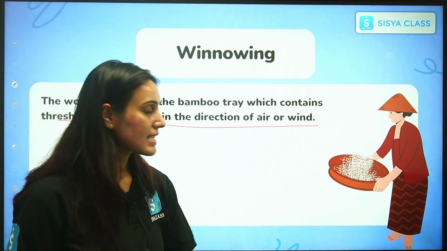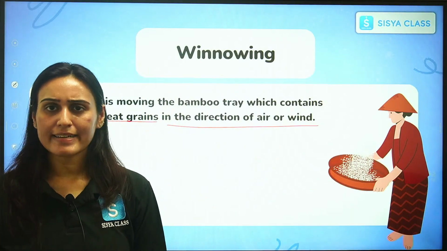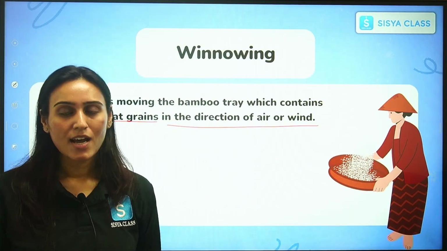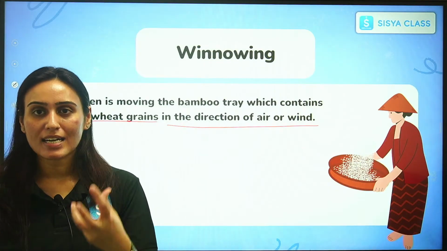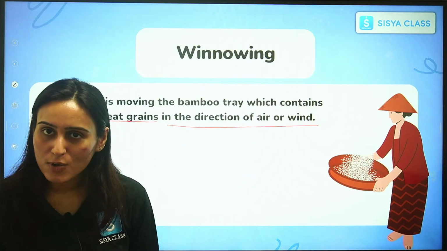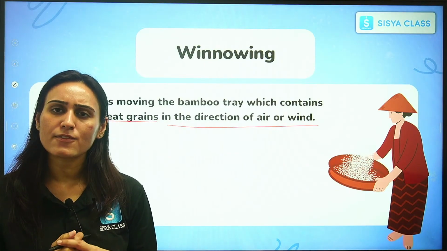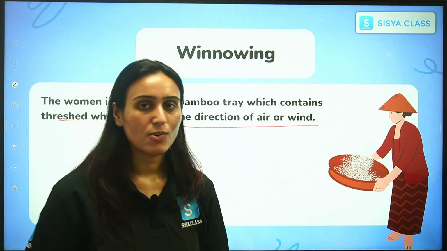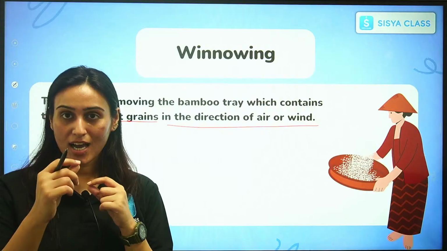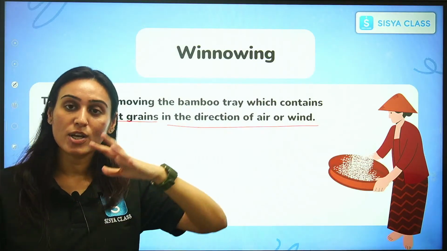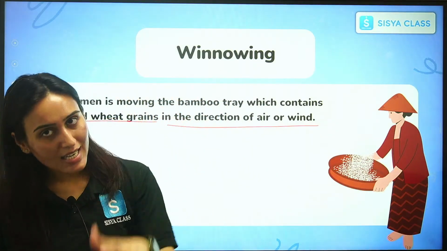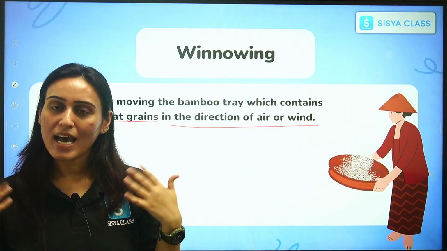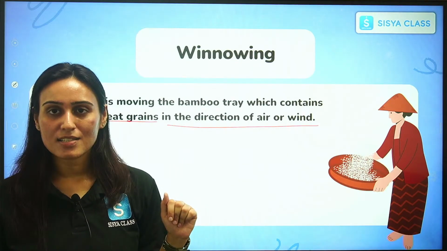By doing the exact same thing here, we can take a bamboo tray, or we can use a tray in which we have small holes. What is the purpose of using a tray which has small holes? So when we are going to shake it, your husk is going to blow away and your grains will fall down. As simple as that. We can use that as well, winnowing.